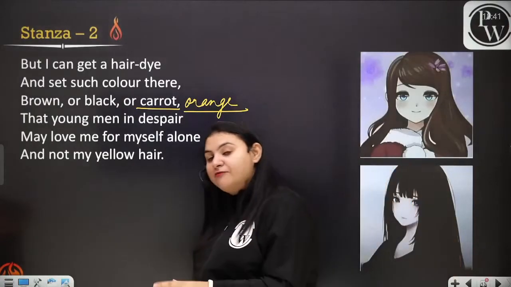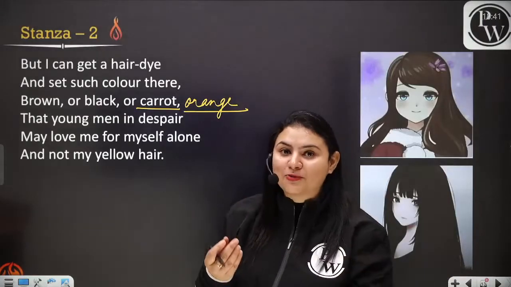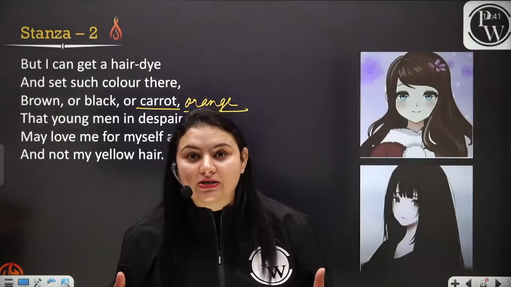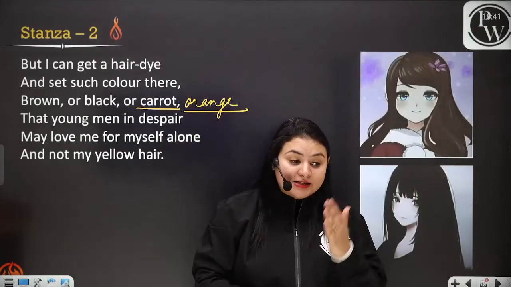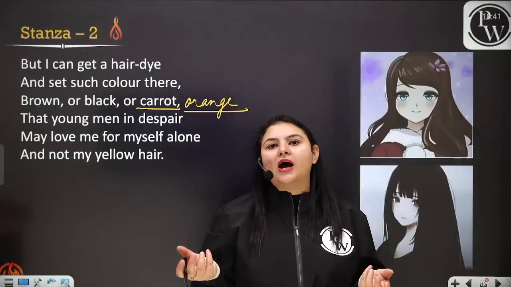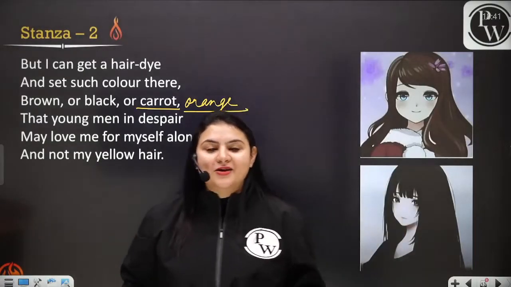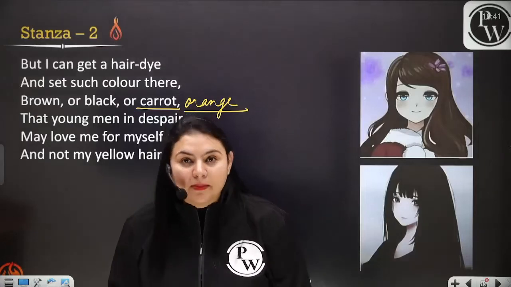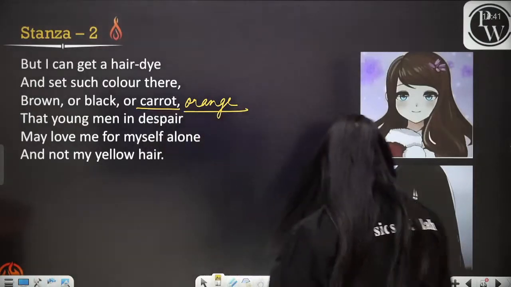He's going to love me for myself, for my inner beauty and not my outer beauty. She is trying to indicate, she is also trying to give a message. She is also trying to say that I am going to change my outer beauty. If he's loving me for my yellow hair, I'm going to change those hairs, okay? Because outer beauty is not permanent. As you age, your beauty is gonna go.